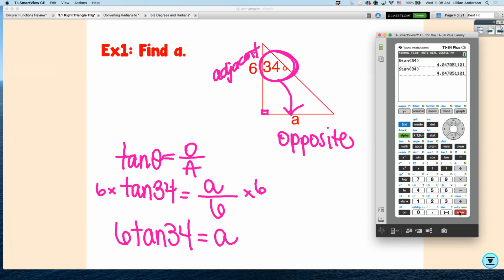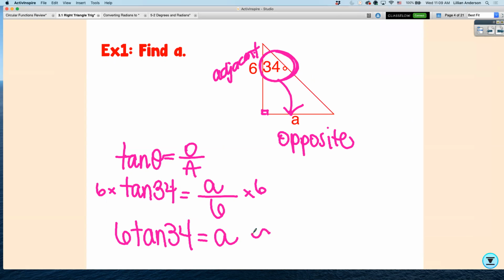So three significant figures, A is what? 4.05. And of course, if there were units here, you would want to put the units.